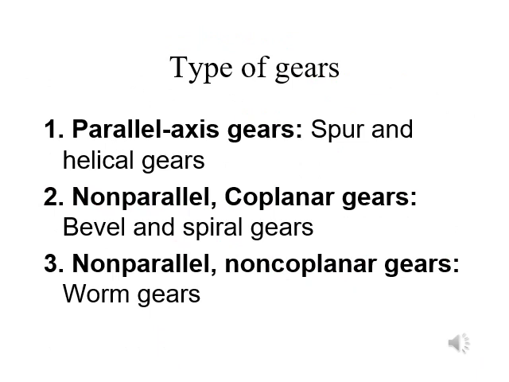Commonly, there are three types of gears. The first one is the parallel axis gears, commonly the spur or helical gears. This one transmits power without changing any of the directions. The second one and the third one are actually able to change the direction. The second one is the non-parallel, coplanar gears. Some examples are the bevel and spiral gears. And then the third one is the non-parallel, non-coplanar gears. An example is the worm gears.